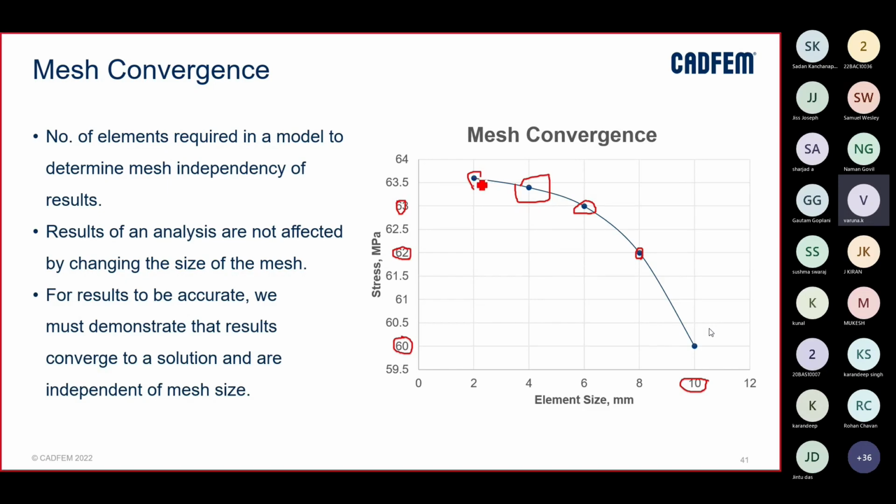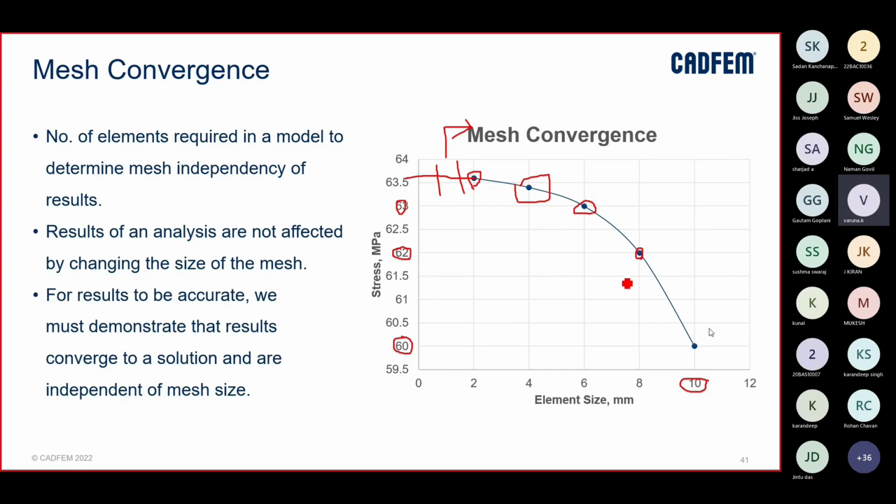Here the results will be like this only, this line will be flat, and we will call it mesh convergence has been achieved. This is what we call mesh convergence. You always need to achieve mesh convergence. There are 2 to 3 methods in the upcoming slides, where I can show you what we mean by mesh convergence.